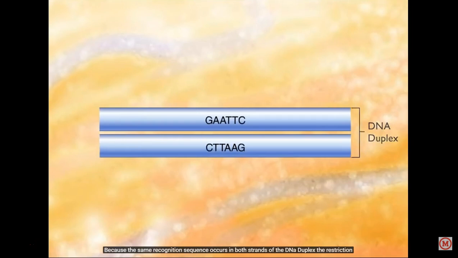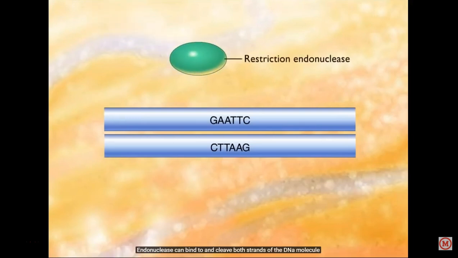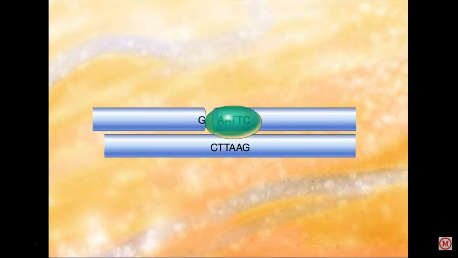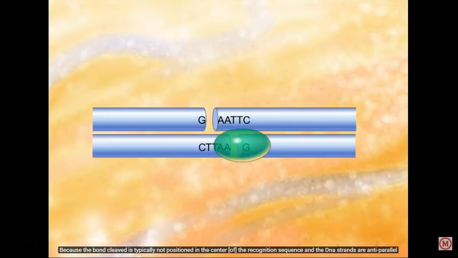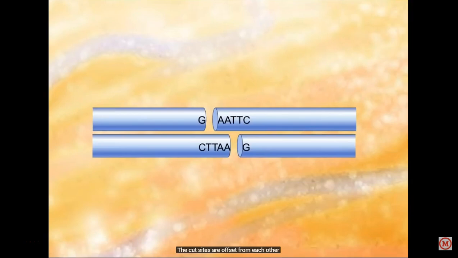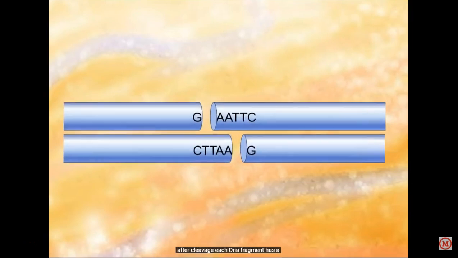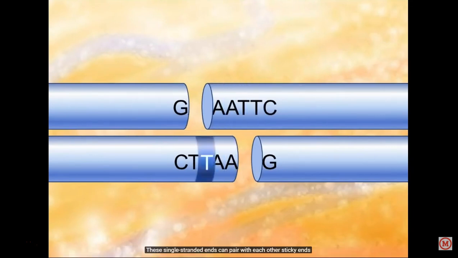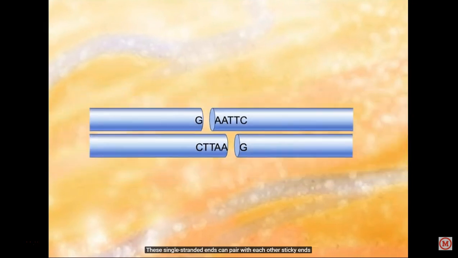Because the same recognition sequence occurs in both strands of the DNA duplex, the restriction endonuclease can bind to and cleave both strands of the DNA molecule. Because the bond cleaved is typically not positioned in the center of the recognition sequence, and the DNA strands are antiparallel, the cut sites are offset from each other. After cleavage, each DNA fragment has a single-stranded end a few nucleotides long, and the single-stranded ends of the two fragments are complementary to each other. These single-stranded ends can pair with each other, sticky ends.